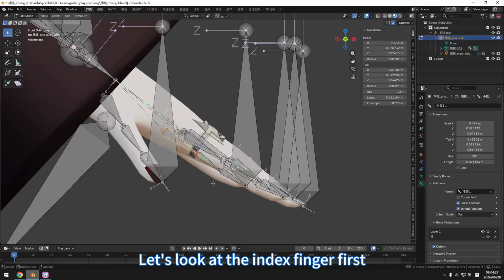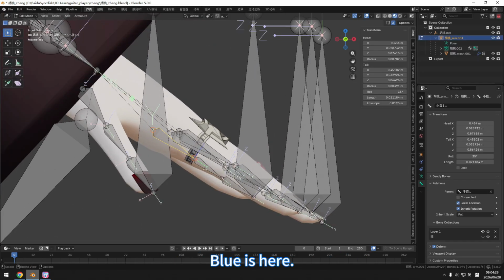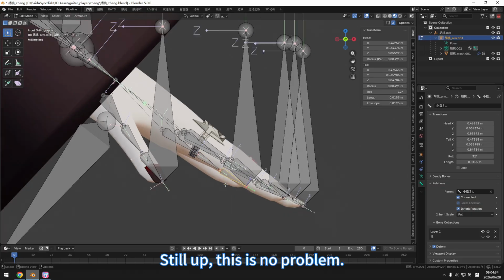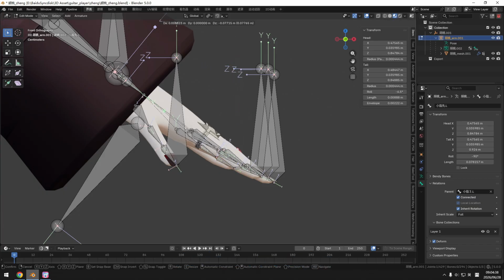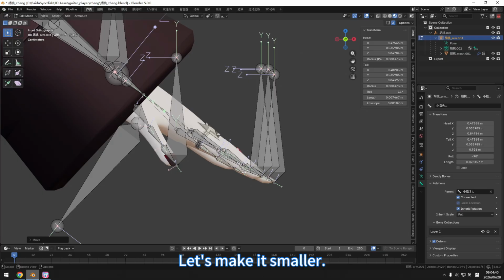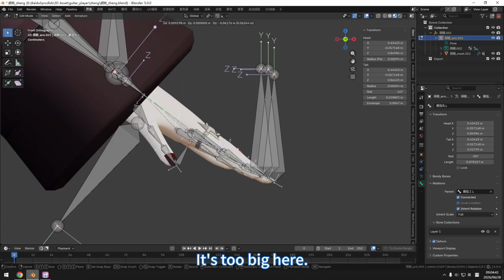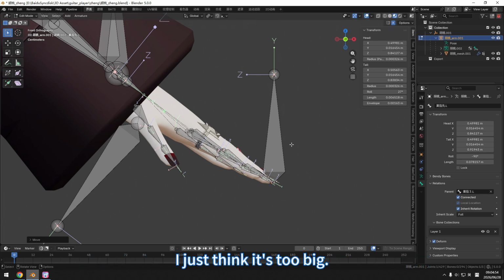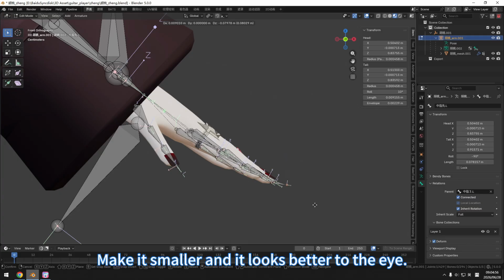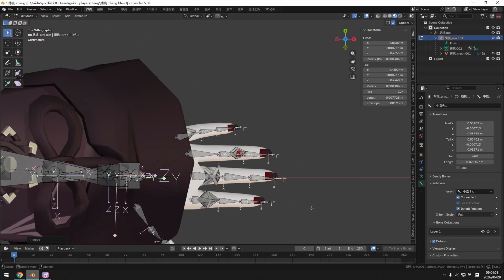Let's look at the index finger first. Blue is here. This is also up. Still up. This is no problem. This fingertip is too big. Let's make it smaller. It's too big here. Let's make it smaller. In fact, this size does not affect the actual operation. I just think it's too big. Make it smaller, and it looks better to the eye.